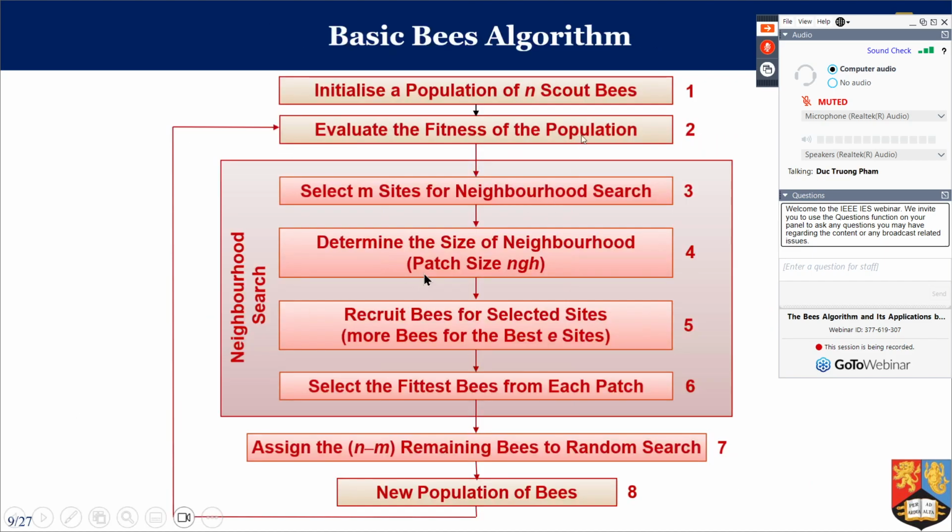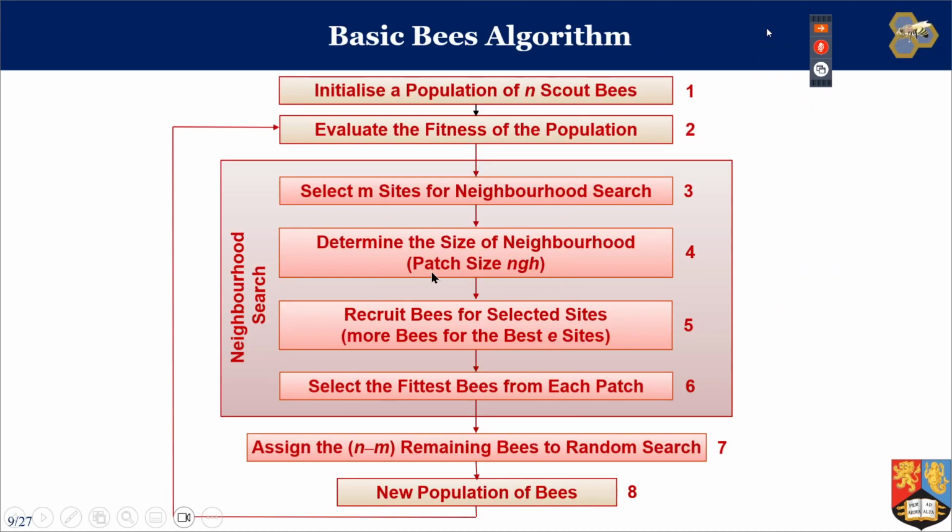So here is the basic bees algorithm. The scout bees initially move randomly in the field, looking for flower patches. So this is the initialization of the algorithm, with N scout bees distributed randomly in the field. When they have landed in a flower patch, the quality of the patch is evaluated. So this is the evaluation of the patches.